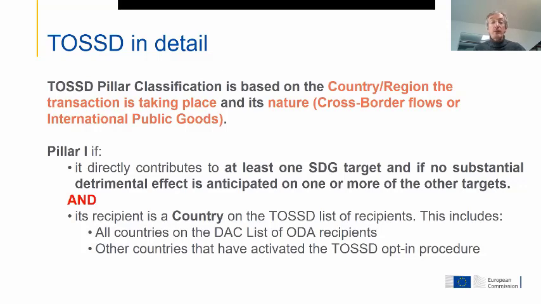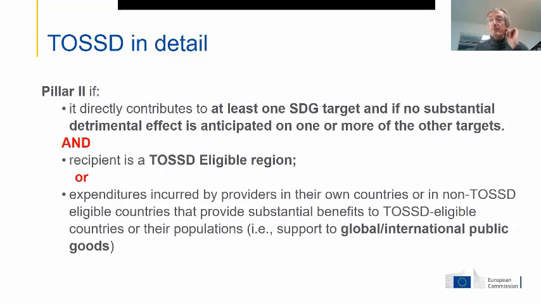And that list is the DAC list of ODA recipients as a basis. And then it can also be countries which have opted in to be TOSSD eligible, even though they are not ODA eligible. And there is no such country yet because it's still all very much in the making. So no country has yet activated this opt-in procedure. But the countries that we're targeting are typically those countries which are graduating to high-income country and then no longer are ODA eligible, but with which there is still a lot of cooperation going on. So pillar one, flows going to developing countries.